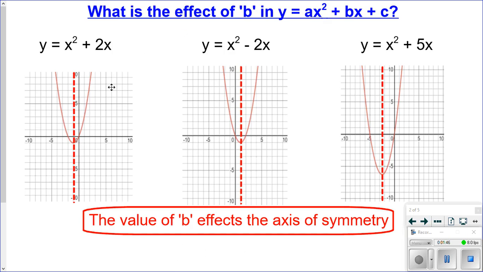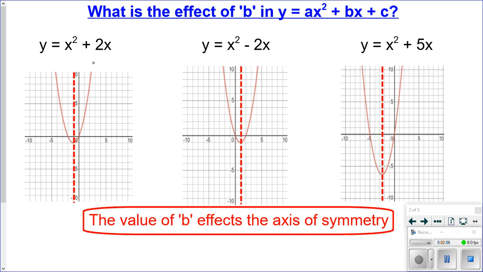All right, so here's 3 different graphs of quadratic functions, all with different b values. Notice I didn't include a c in these just to simplify things. So remember, the c value would have shifted it up or down, but you can also see that the b value is also shifting these up or down, okay?